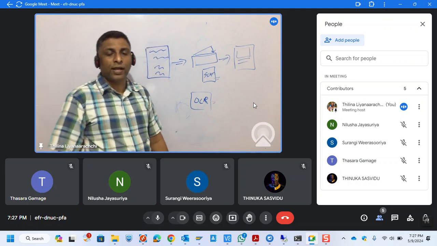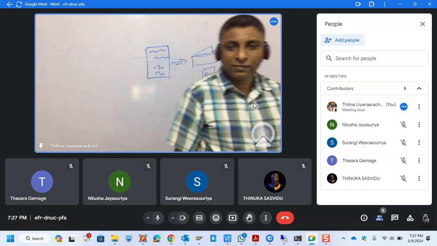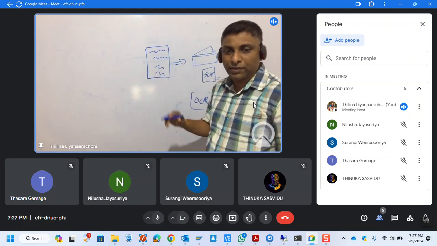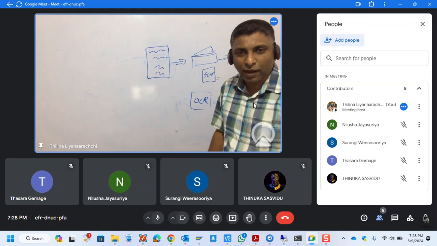Can you copy that text, can you extract that text from the photograph? Is it possible? Have you tried it?